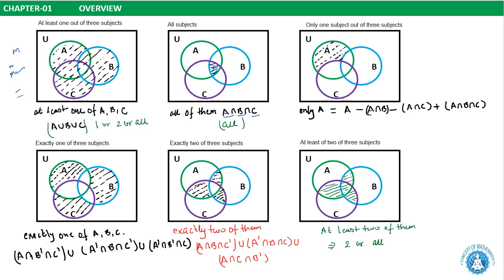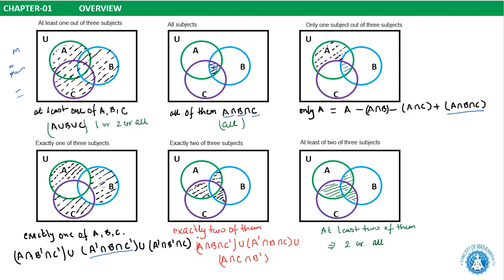Only one subject out of three subjects can be represented by the Venn diagram as follows. This shaded region will be A minus the intersection A intersection C, and subtracted by the intersection of A and B, plus additionally we have subtracted this region 2 times, so we will add it once to equate only A. Exactly one of A, B and C will be represented by A intersection B complement intersection C complement, whole union with A complement intersection B intersection C complement, and again union with A complement intersection B complement intersection C.